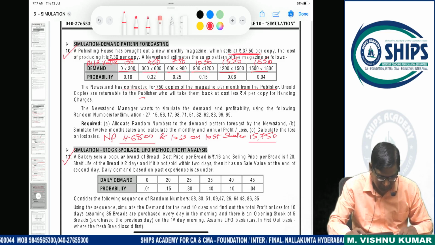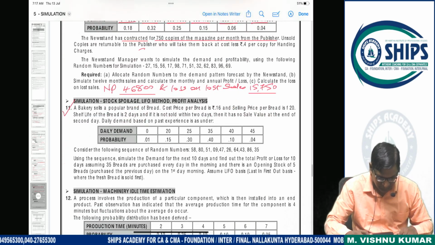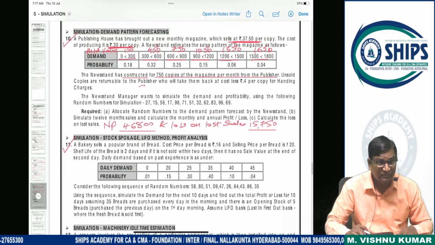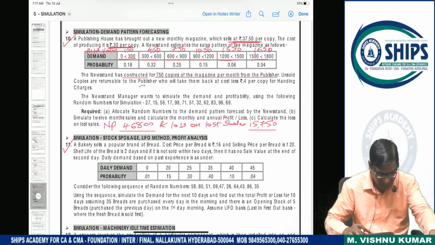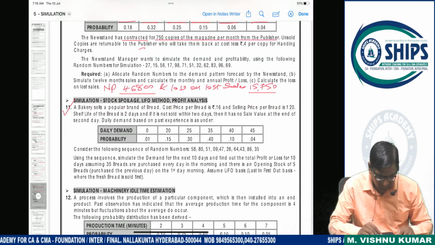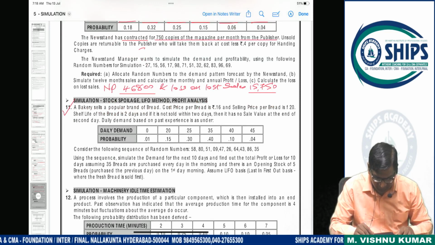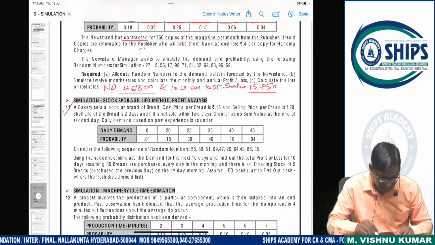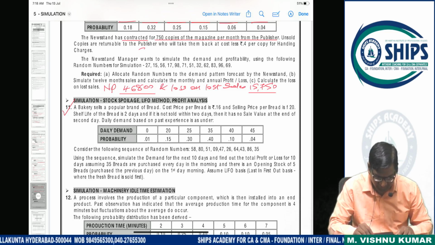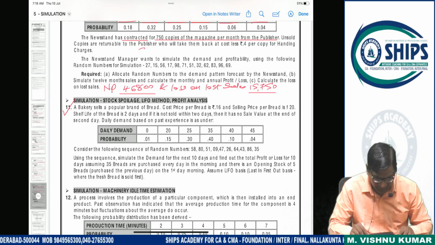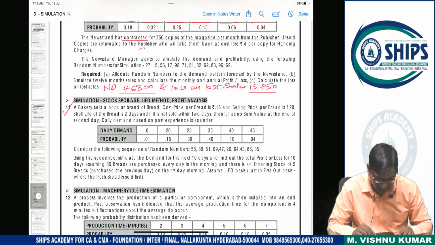So now we are starting question number 11. Right. A bakery sells a popular brand of bread. Cost price 16 and selling price 20. Shelf life is 2 days, and if it is not sold within 2 days, then it has no sale value at the end of the second day. Daily demand based on past experience is given. Demand 0, 20, 25, 35, 40, 45. Again probabilities are given.